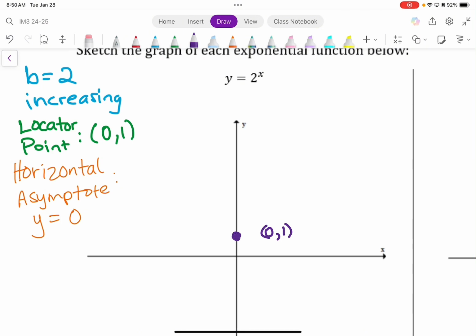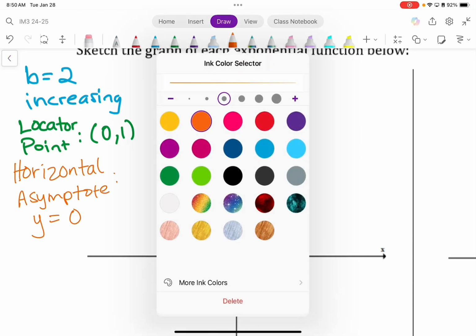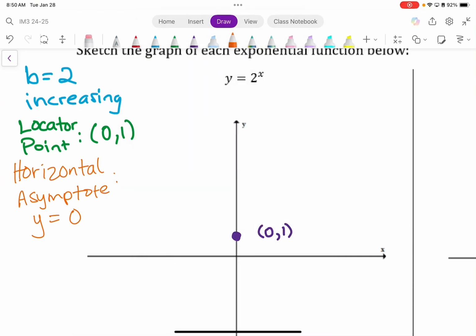And it's just a sketch, so it doesn't have to be perfect. Next, I want to draw my horizontal asymptote, which is the x-axis. I'm just going to draw a dashed line down here, and I'm going to label that HA for horizontal asymptote, y equals 0.